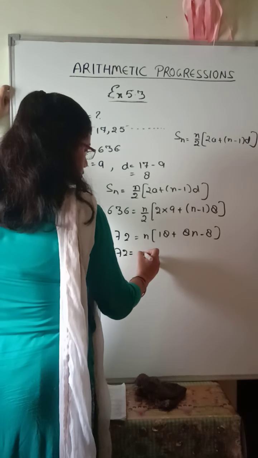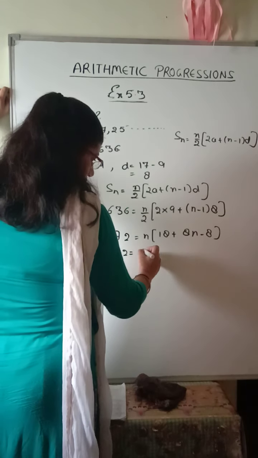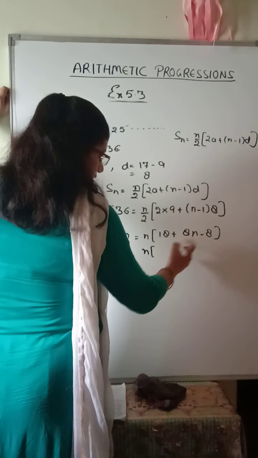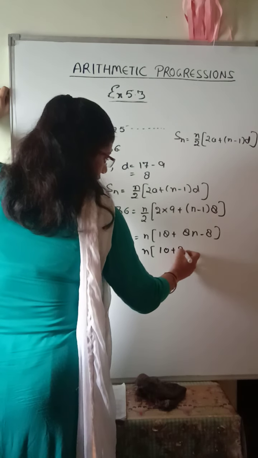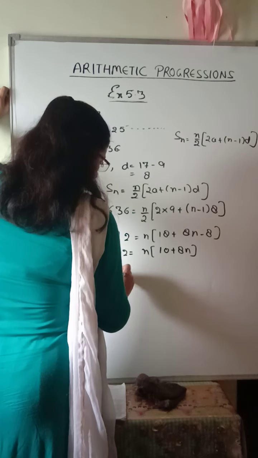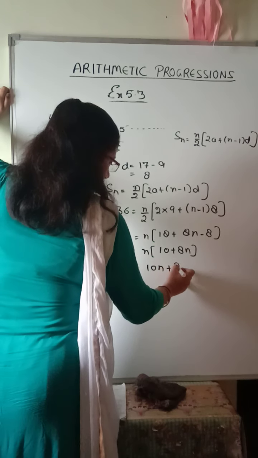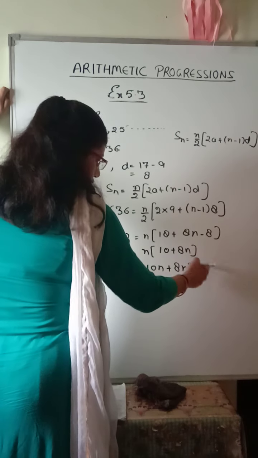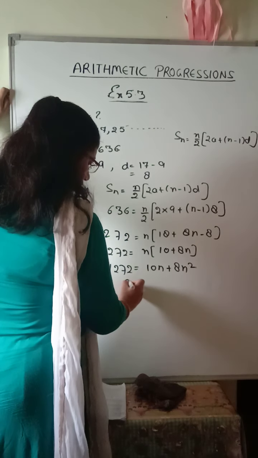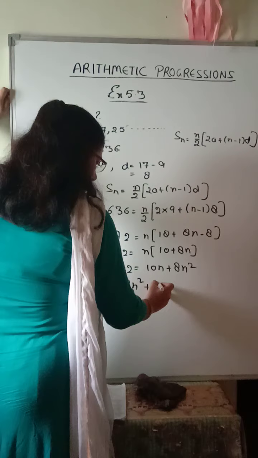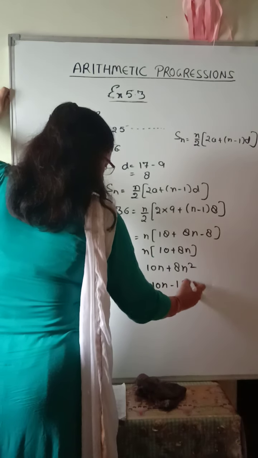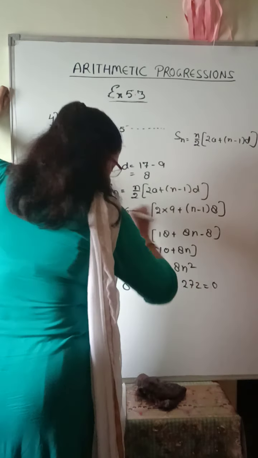1272 equals, first inside the bracket, 18 minus 8 is 10, plus 8n. So what will we get? 1272 equals 10n plus 8n square. 1272 को bring this side, so we can write 8n square plus 10n minus 1272 equals 0.